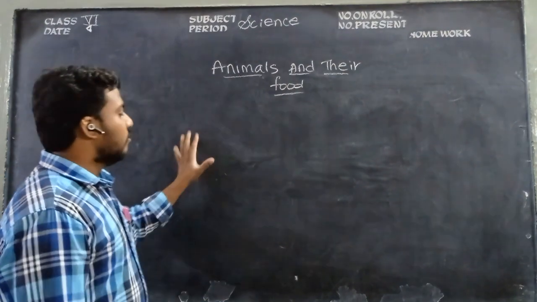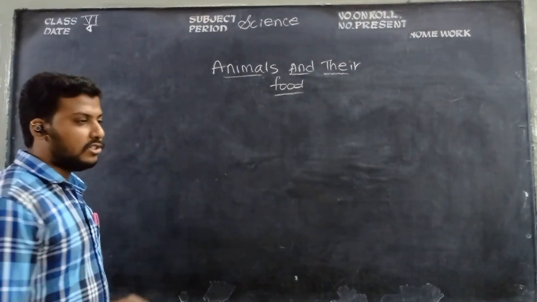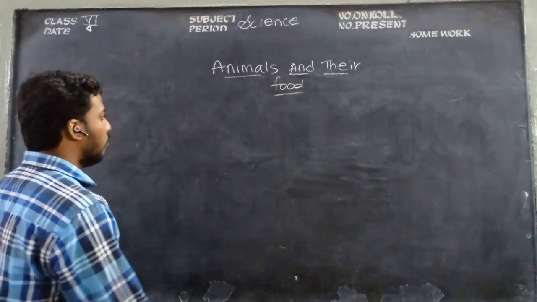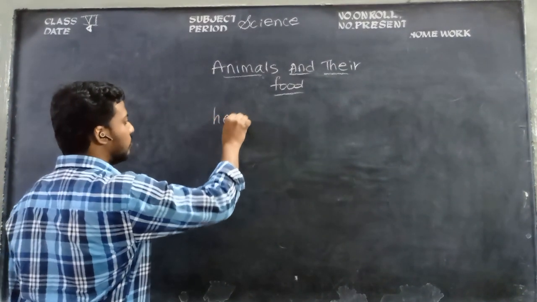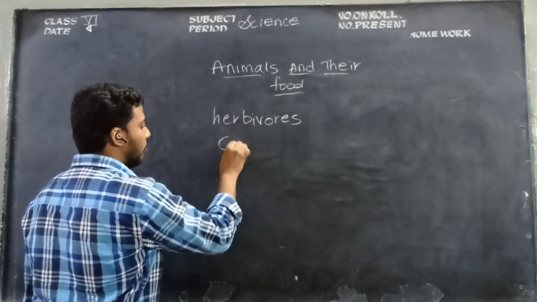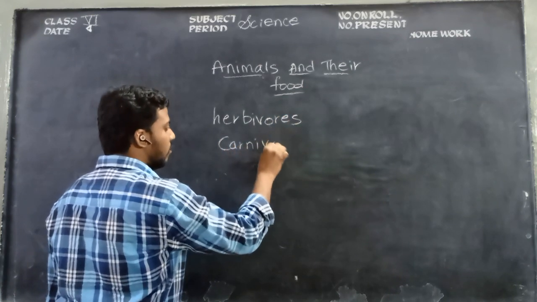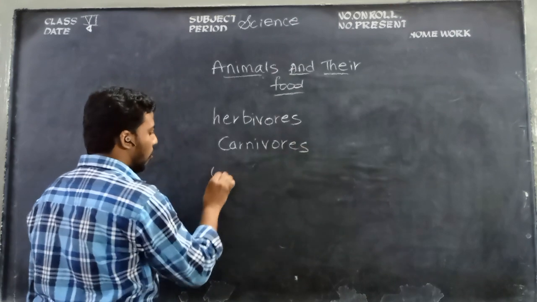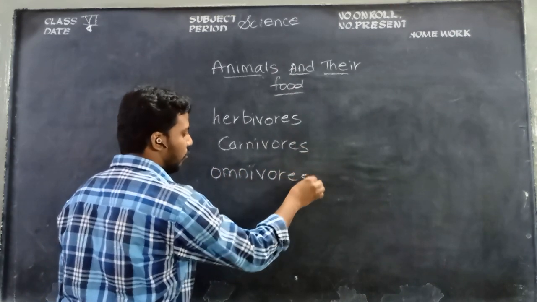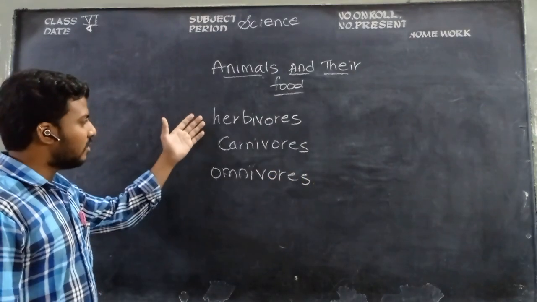So children, before starting the lesson, you should first know three things. Those are herbivores, carnivores, and omnivores. What are these words?